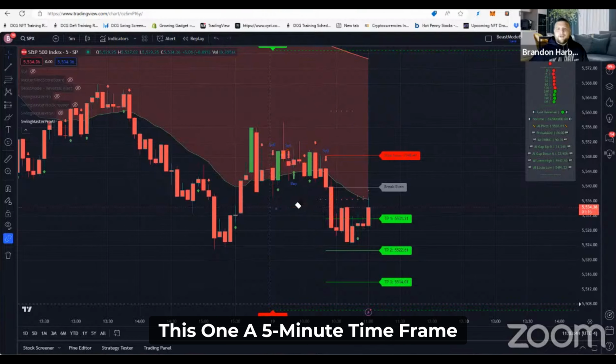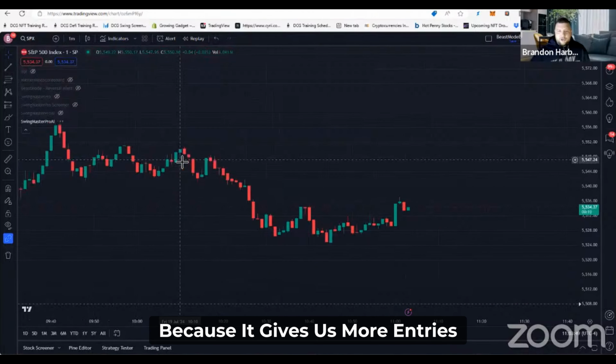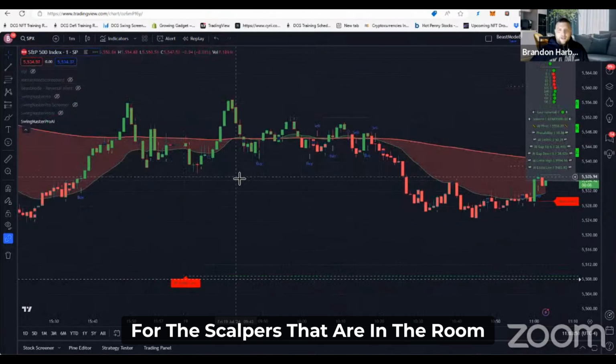This is on a 5-minute time frame. We actually trade this on the 1-minute time frame because it gives us more entries for the scalpers that are in the room.